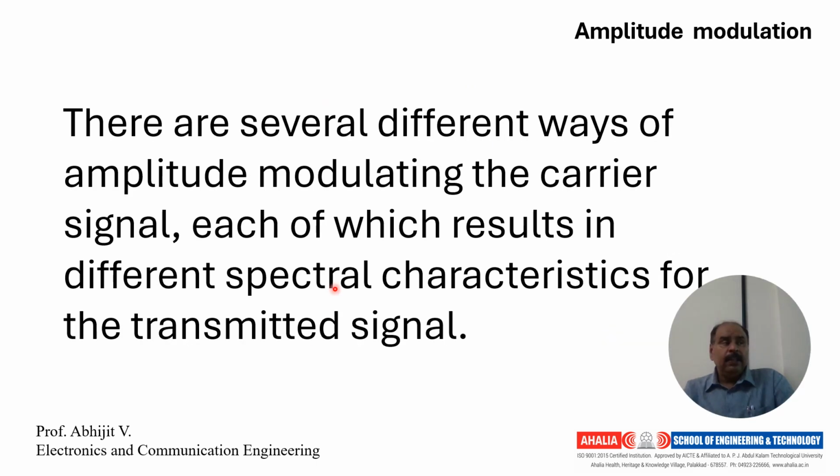Now let us see what are the different types of modulation. There are different ways of amplitude modulating a carrier signal, each of which results in different spectral characteristics of the transmitted signal. Basically, what we are doing is generating a carrier signal and modulating it. The amplitude is changed according to the message signal.